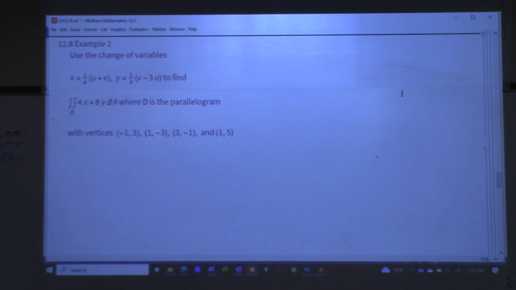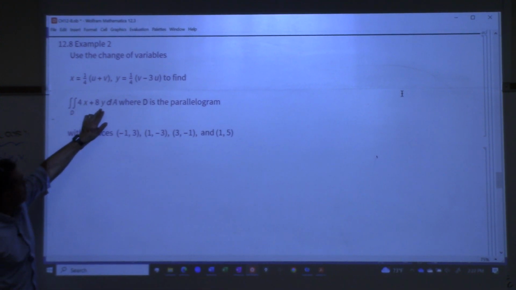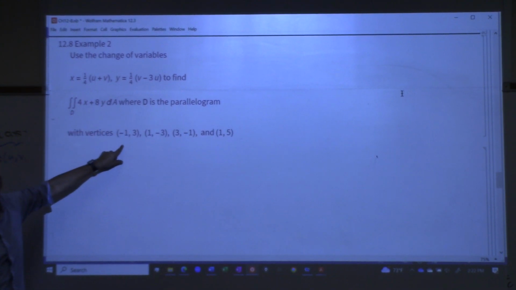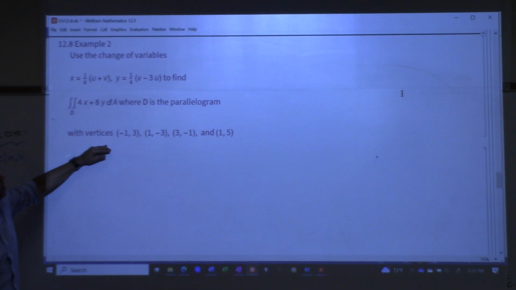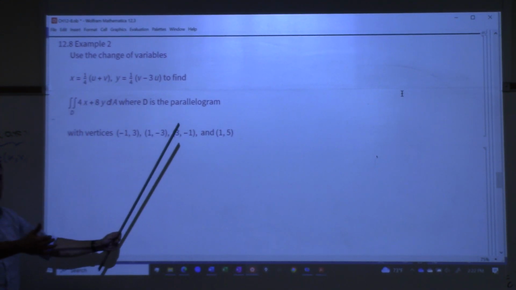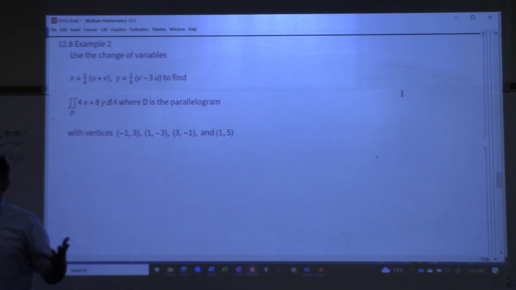Do not use u. So look, we have this double integral, not triple, double integral over some region D of 4x plus 8y with respect to area, and then I tell you about D, the region we're integrating over. And what we're being told to do is to change our variables and create these transitions into a new variable. Now, y, hopefully it's going to be better when we convert it.